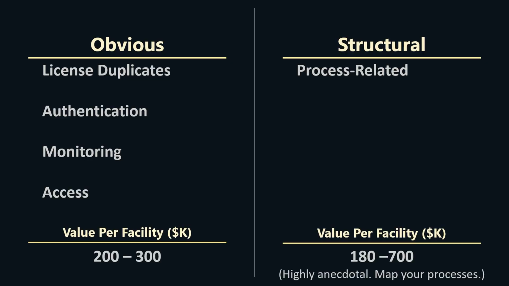The second is the structural stuff, which ends up being worth more money, and that's process related. When you're looking at the obvious stuff, the reason why it's obvious is it's a line item. And the value per facility, depending upon who we talk to, ranges between $200,000 and $300,000 per year per facility. That's enough to get people out. The second, though, is the structural one.